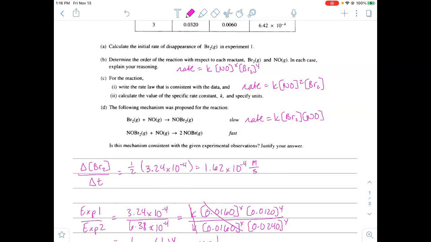So it is not consistent with our experimental rate law. Our experimental rate law says it's second order with respect to NO and first order with respect to Br2, but this mechanism says that it's first order with respect to both reactants. That's because our rate law is determined by our slow step. Our slow step is an elementary reaction, and we can use the coefficients in our elementary reaction to write our rate law.